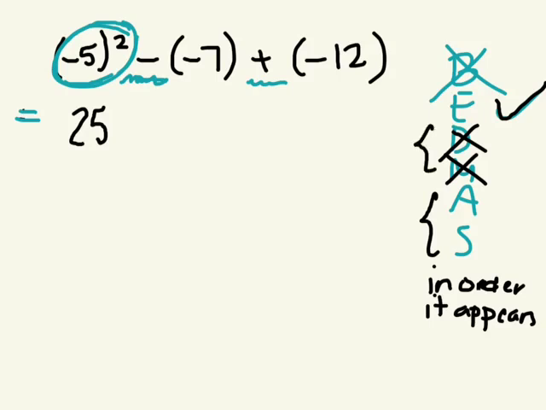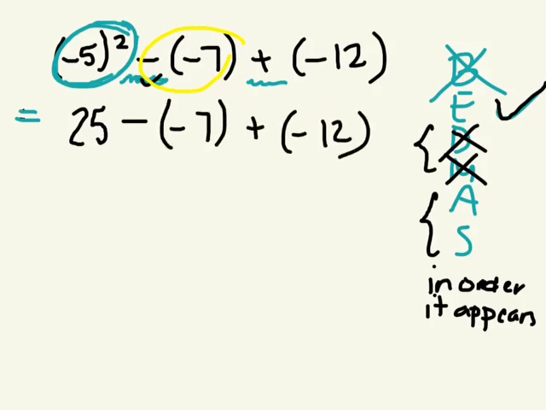Because subtraction actually appears first, it's right here, we're going to do this part first. We're going to take away -7. So let me rewrite the rest. We have 25, take away -7, plus -12. We're going to do 25, take away -7, because that appeared first, then plus -12.